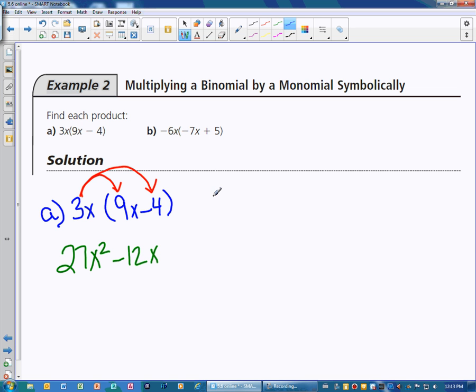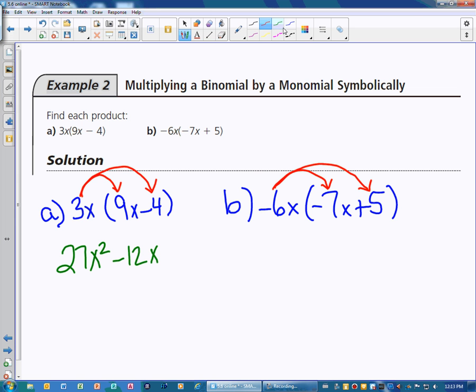B, negative 6x times negative 7x plus 5. Draw your arrows so that you remember that this needs to be multiplied by that, and this needs to be multiplied by that. Okay, so negative 6 times negative 7 is positive 42. x times x, x squared. Negative 6 times positive 5 is negative 30, and x.